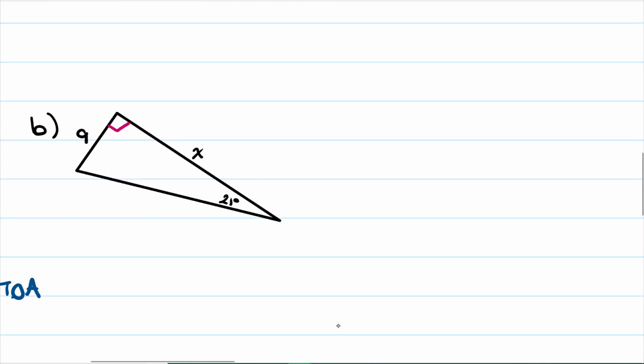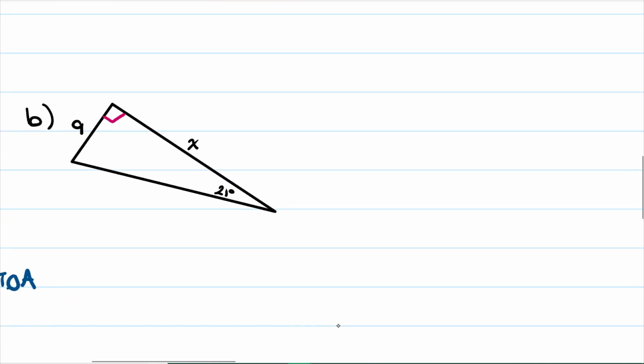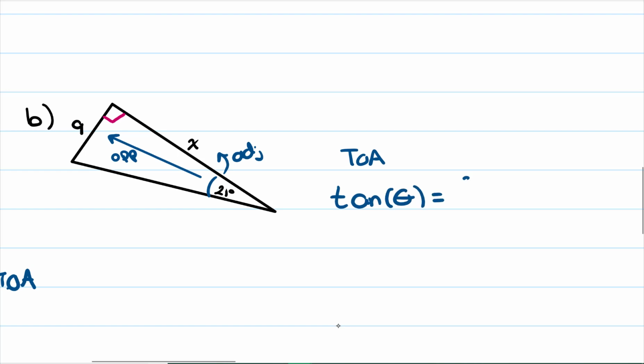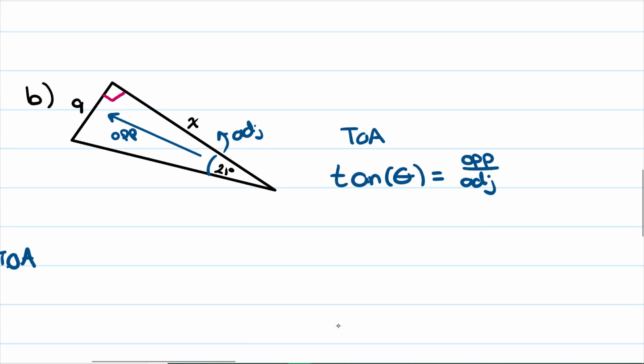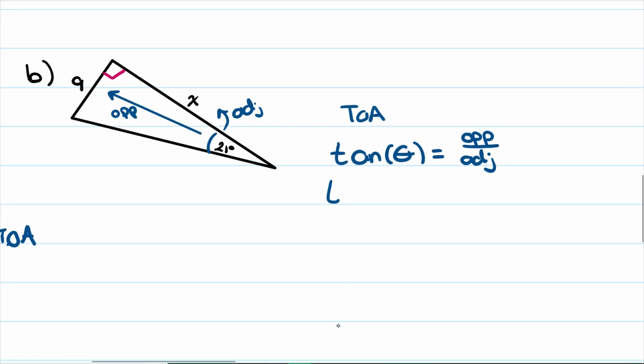Okay, now for part B. So this is my angle right here. So I have the adjacent and the opposite. So if I have adjacent and opposite, I'm going to use tangent, or the TOA part. So tangent of theta is equal to opposite over adjacent. So I get tangent of 21 degrees is equal to 9 over x.